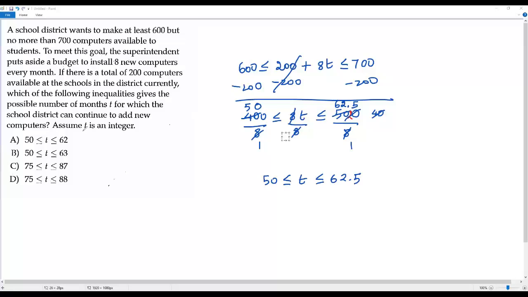Okay, so the information says T is an integer. T can be equal to 62.5, or it has to be less than 62.5. Since the first digit after the decimal point is 5, many students will think it can be rounded to the next integer, 63. But if you round it to 63, it's greater than 62.5. But the condition says T can be equal to 62.5, or it has to be less than 62.5. So it should not be rounded to the next integer. It has to be rounded down to the previous integer, because T has to be an integer. So 50 less than or equal to T less than or equal to 62. So the correct answer choice for this question is option A.